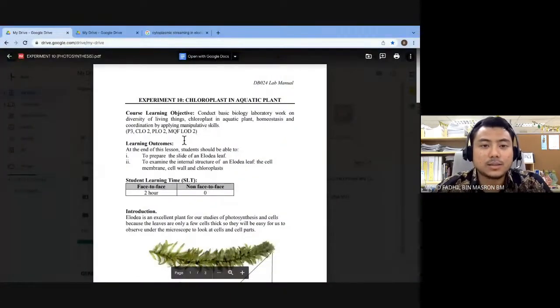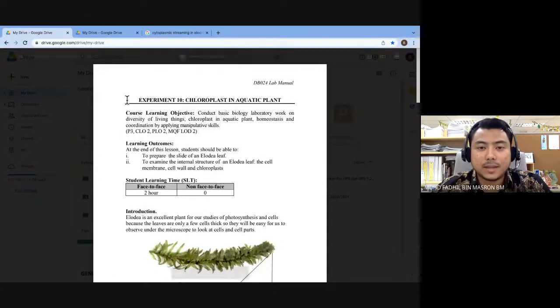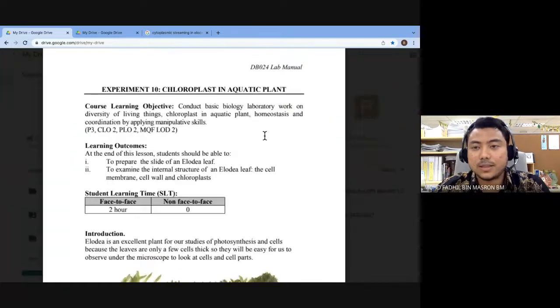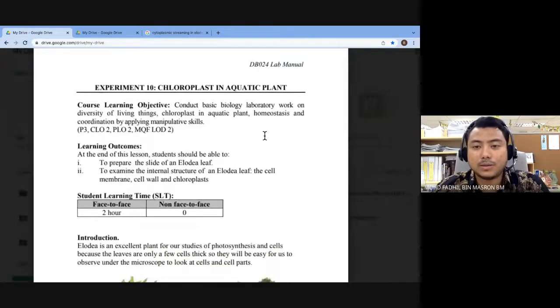Okay, can you see this screen that I'm sharing now? Experimental Chloroplast, ini boleh nampak? Boleh, sir. Okay, so we are on the same screen.